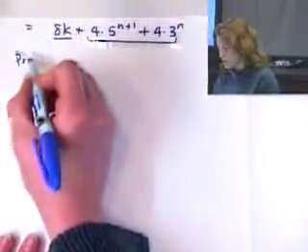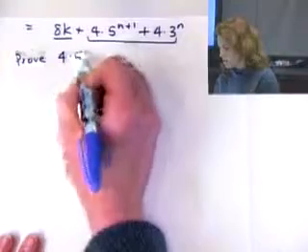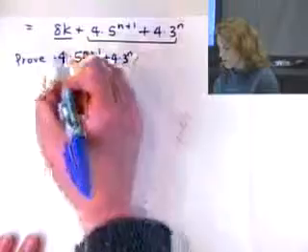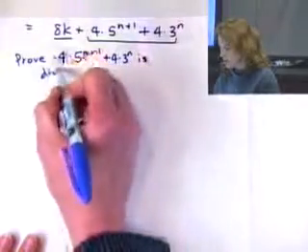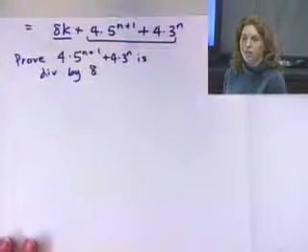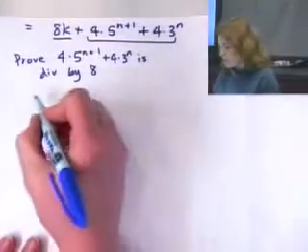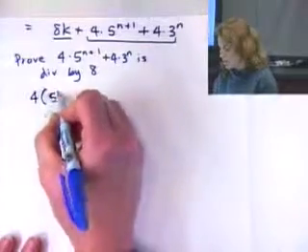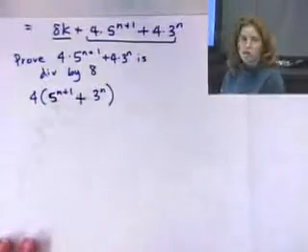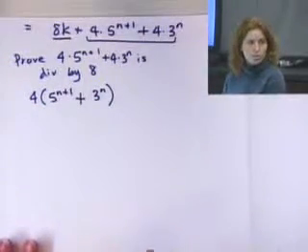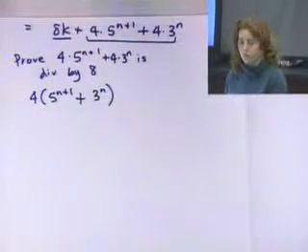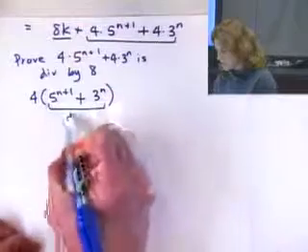I have to prove that's divisible by 8. Well, it's already divisible by 4, right? So I factor out a 4. That's 4 times 5 to the n plus 1 plus 3 to the n. So if this is divisible by 4 and I want the whole thing to be divisible by 8, I just need to get another 2 out of there, right? So this needs to be divisible by 2.